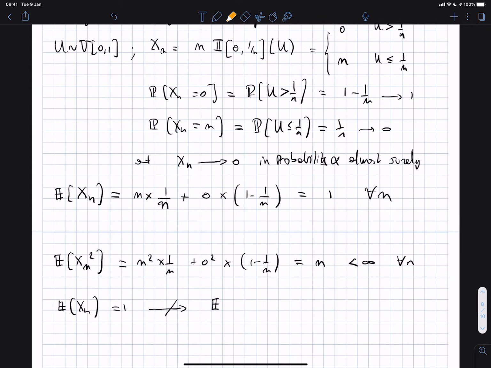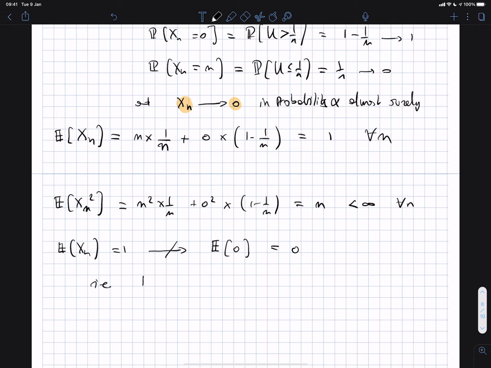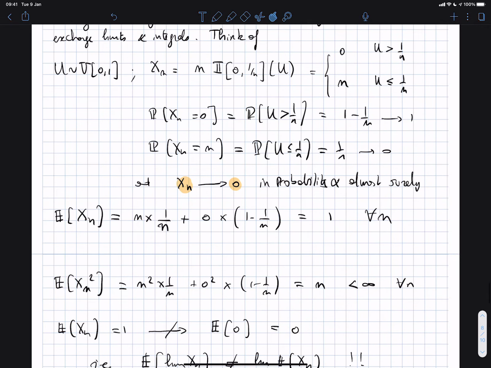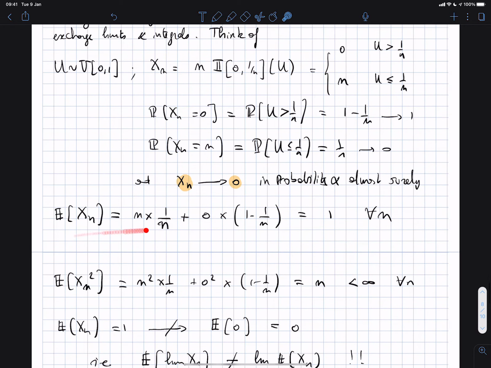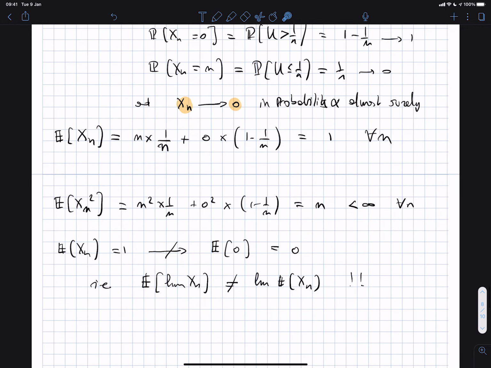So the limit of the Xn's is 0, and we cannot exchange limits and expectations. So you have to be careful when you're playing around with limits and expectations, because even in certain simple cases like this one, where everything is nice, everything is finite, there's no pathology, you cannot exchange limits and integrals.